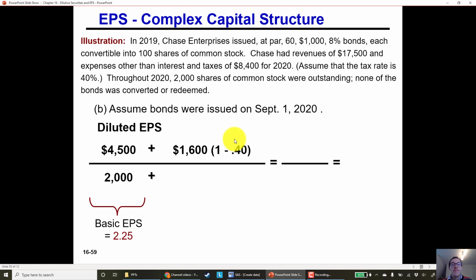And as for the bottom, okay, they're each convertible into 100 shares. So instead of writing 6,000 on the bottom this time, because we're going to assume they convert on September 1st, it's going to be 6,000 times 4/12. And so our diluted earnings per share is $1.37 in this case. Okay, I think that's enough for this video.